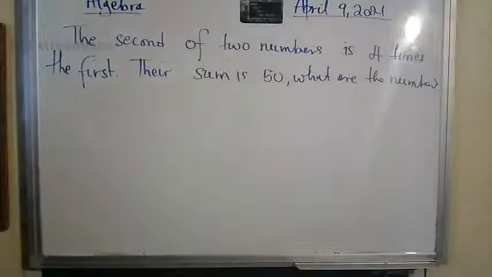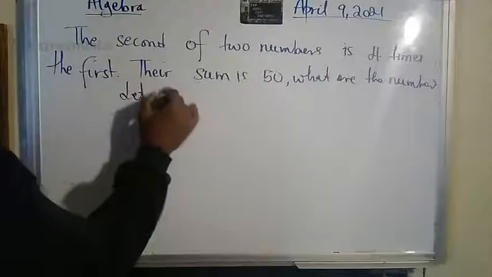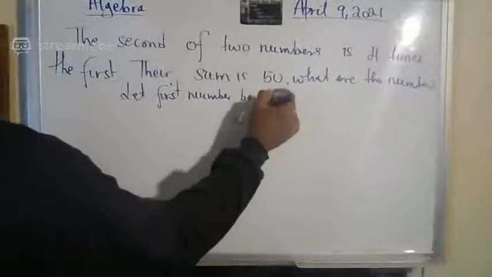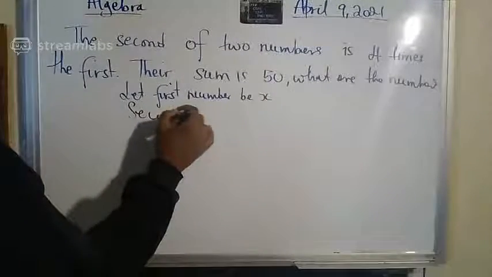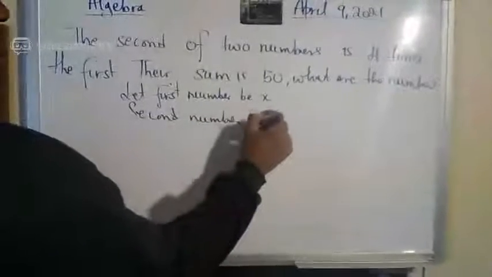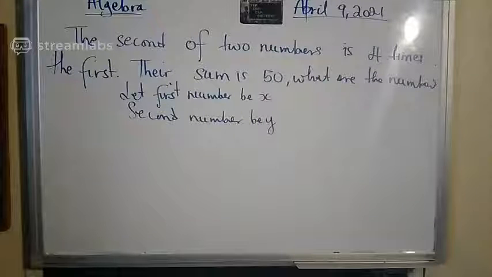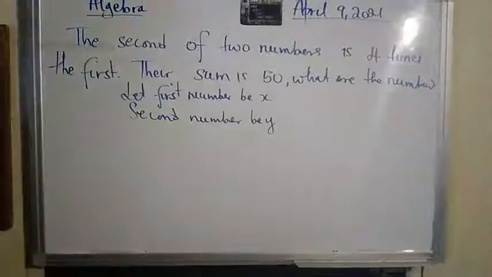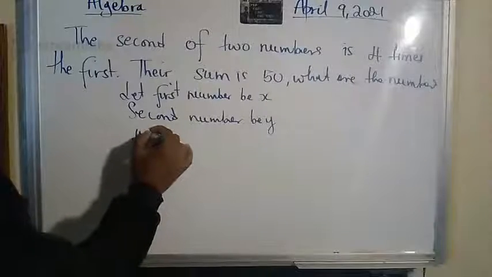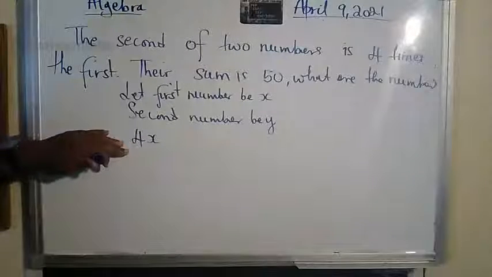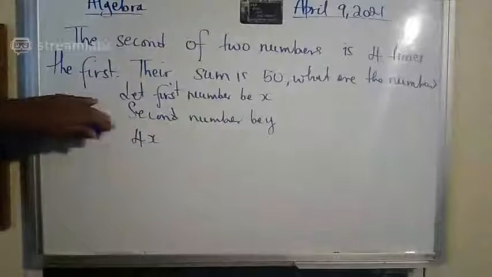Alright, let us examine it. So we're going to say, let the first number be x. So that means the second number will be y. It says now the second number is 4 times. So y is the second number and y is 4 times x, so y can equal 4x, because they told us that.